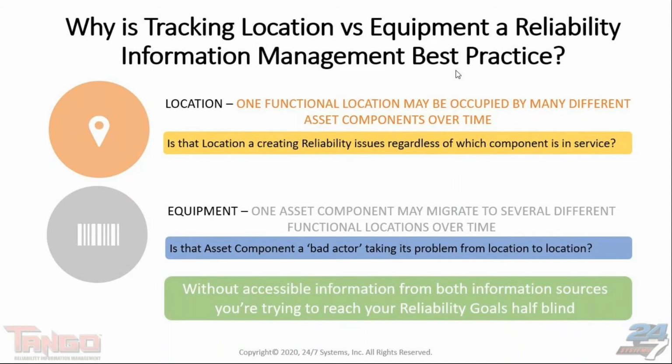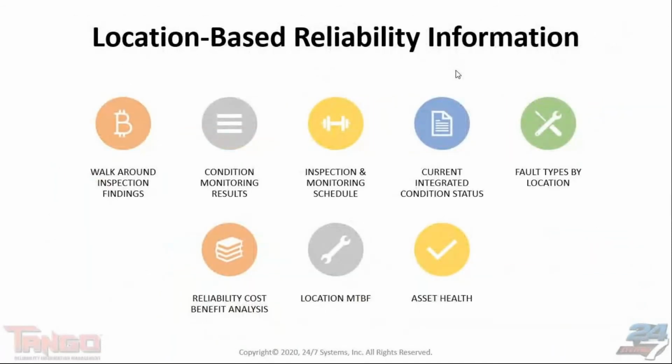And again, if you don't have both of those and you're trying to reach reliability conclusions, particularly in terms of root cause analysis, you're really tackling the issue half blind. So let's talk about location-based information. Like I said, it's any information that's coming from walk-around inspections, like basic operator care, lube tech routes, mechanical or electrical calibration inspections or checks. Whether it's any condition monitoring that's being done, such as vibration analysis, oil analysis, and the rest of these things that are on the screen, all of that can be associated against that location.